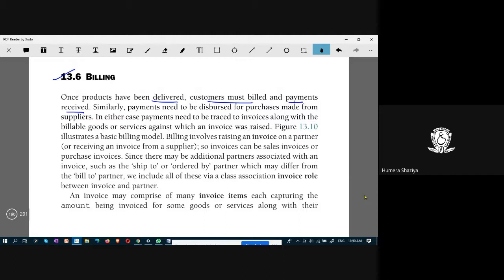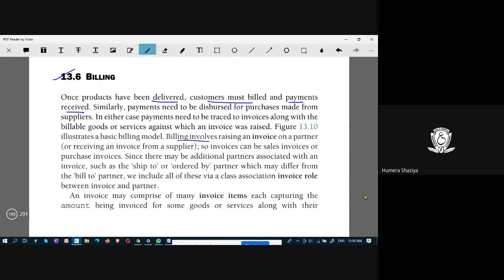An enterprise might be an intermediary between a supplier and a customer. That intermediary is buying from the supplier and selling to the customer, and there also payments have to be made to the supplier. Therefore, billing is quite an important aspect of an enterprise. Without billing, the whole system collapses because there is no billing, there is no money received, there is no money paid. What is the business doing? Nothing.